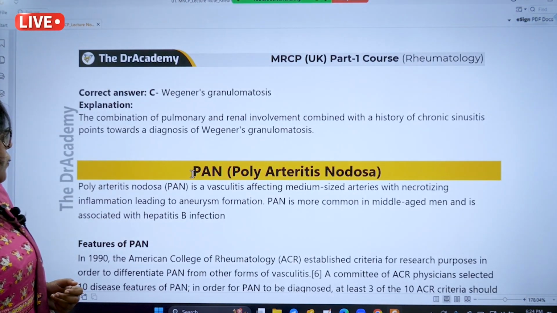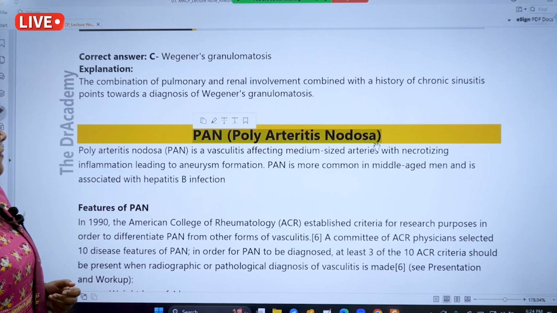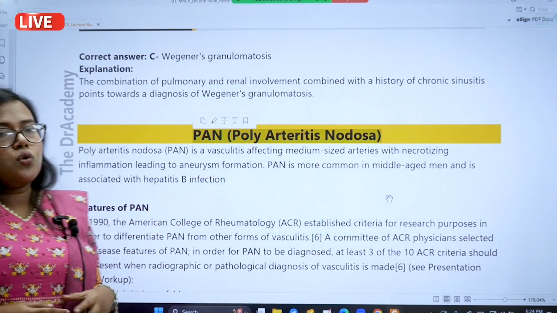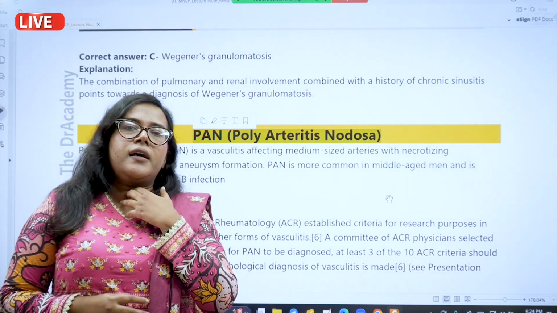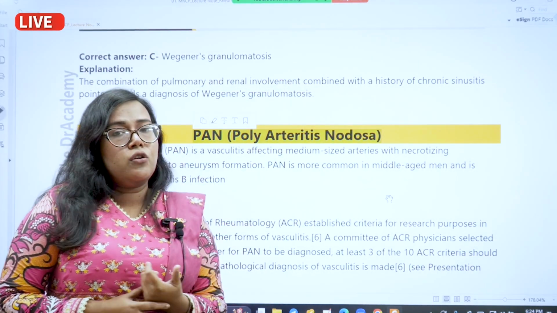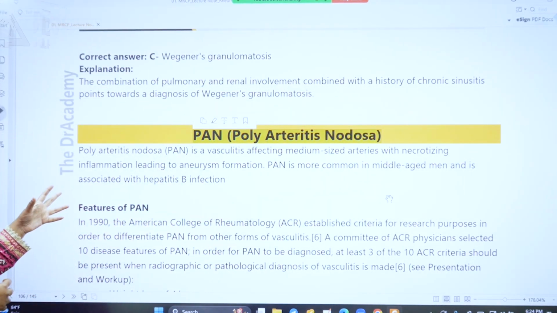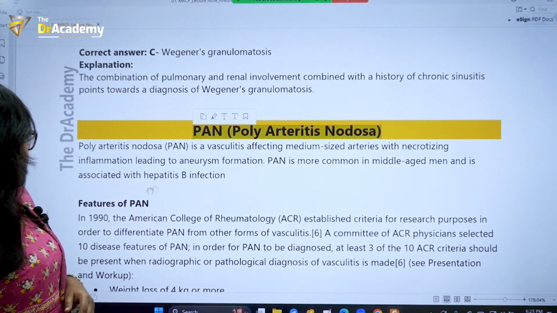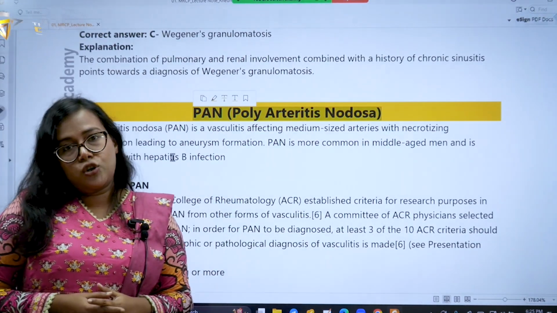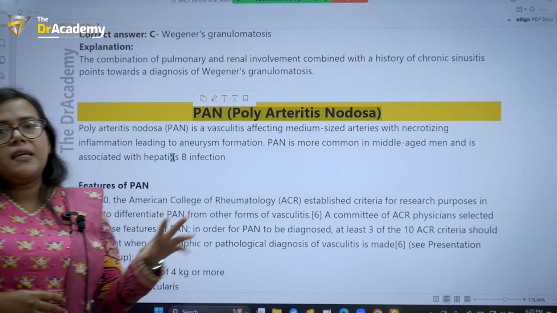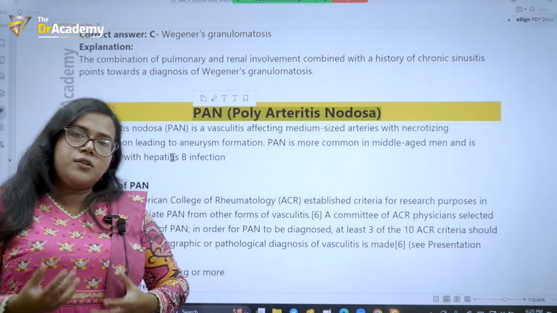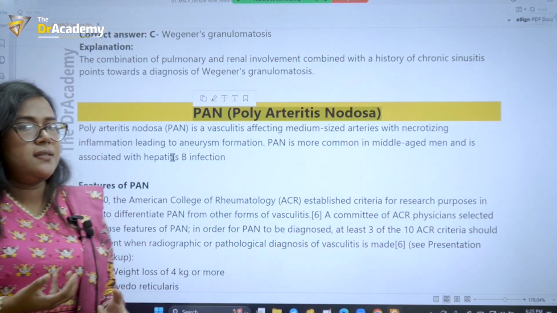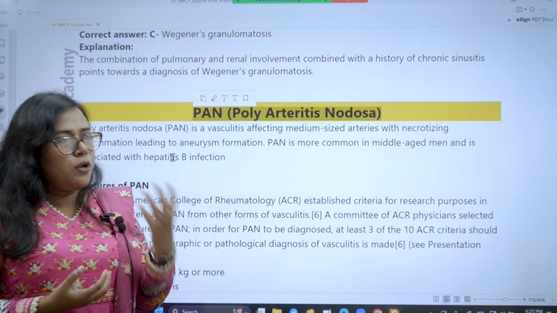Polyarteritis nodosa, or PAN, is a medium vessel vasculitis, and necrotizing inflammation leads to aneurysm formation here. In Wegener's granulomatosis, it leads to necrotizing granuloma formation, and here there is necrotizing inflammation leading to aneurysm formation. PAN is more common in middle-aged men, and this is often associated with hepatitis B infection. So that is actually your clue. If there is any mention of concomitant or prior hepatitis B virus, and now the patient has multi-system complaints, in that case, do think about polyarteritis nodosa.